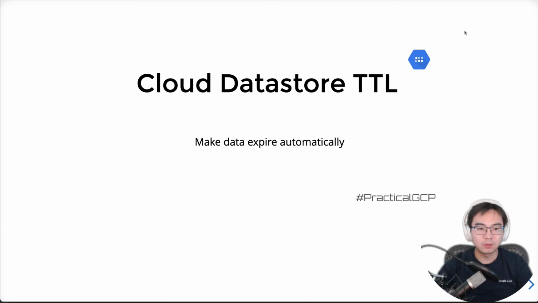I finally got around to trying out the Cloud Datastore TTL feature, which was recently made GA by Google Cloud. This is the feature that allows you to automatically expire data on Cloud Datastore. This is something that's been really useful. I'll show you a number of use cases that you can use this for.